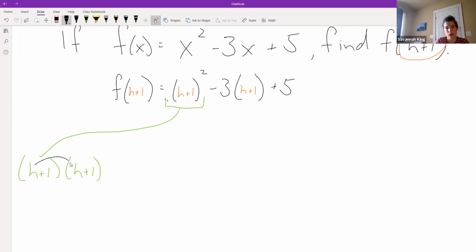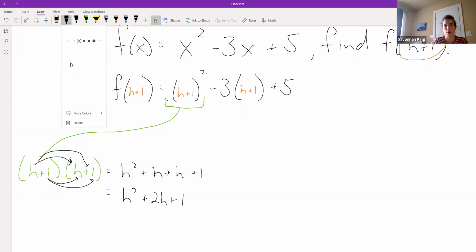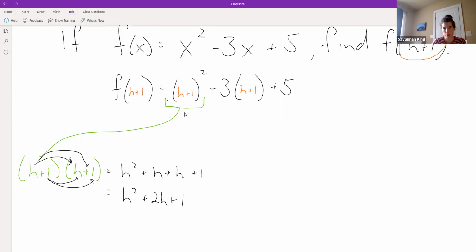This is literal foiling. H times h, h times 1, and then 1 times h, 1 times 1. What that gets me is h squared plus 1 times h plus 1 times h plus 1 itself. So even if I did not use their cute special formula, this whole thing wouldn't be all that bad. And then I can just import it into what I'm doing. I have h squared plus 2h plus 1. That's the result.